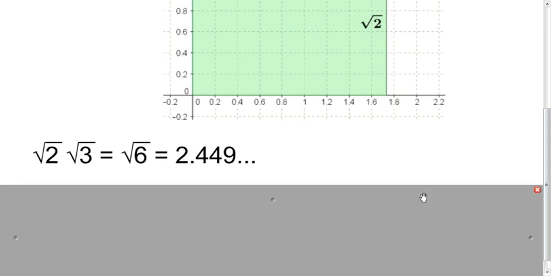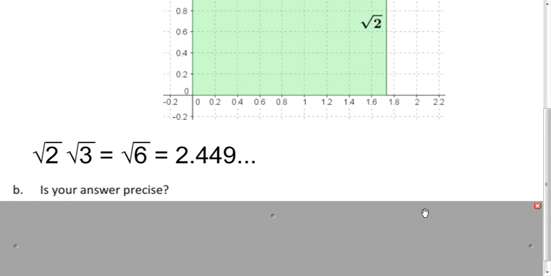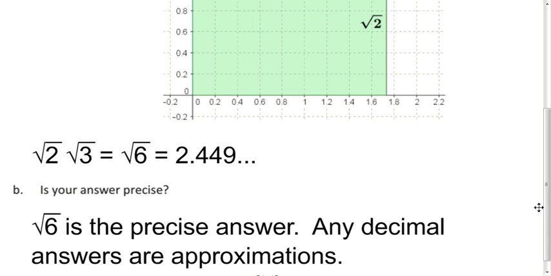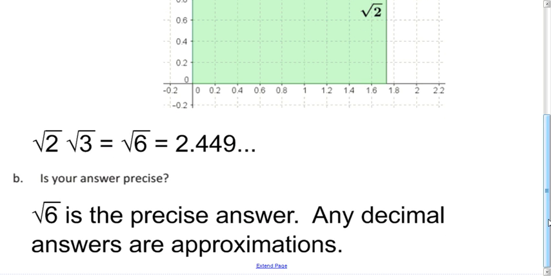Now the question is, is this a precise answer? Before we had a precise answer. It was a nice rational number, even more specific, a nice integer when we had 5 times 3. Is this a precise answer, though? Is this exact? Well, the square root of 6 is exact, right? That encapsulates the entire number.